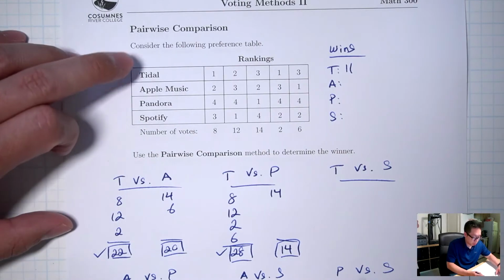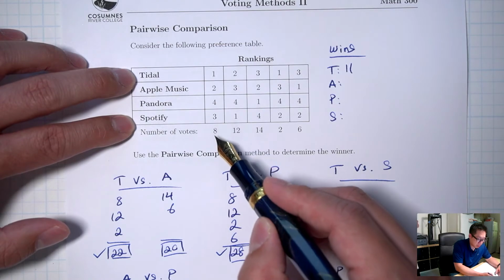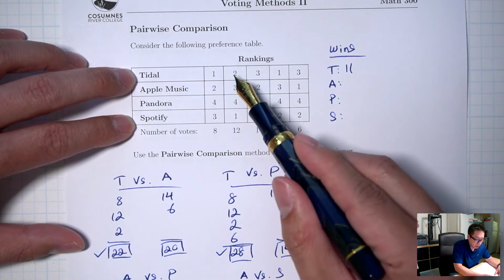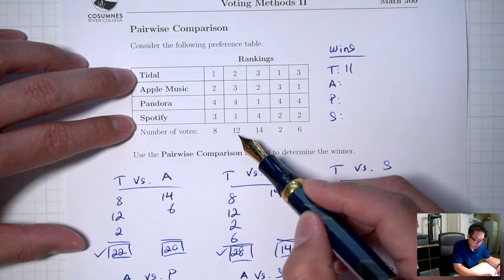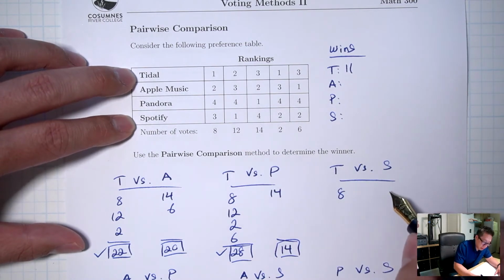Tidal versus Spotify. This is the first row and the last row. So these 8, 1 versus 3. 8's going to go to the 1, that's Tidal. 12, 2 versus 1. These 12 will go for the lower rank, which is the 1, Spotify. It's going to be 12.